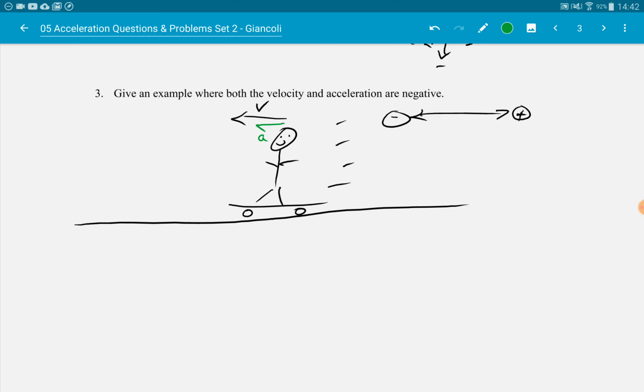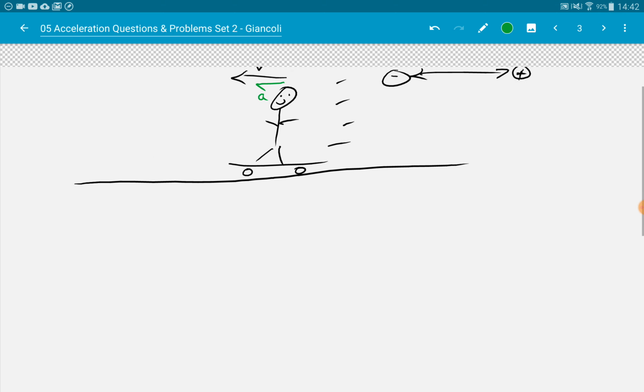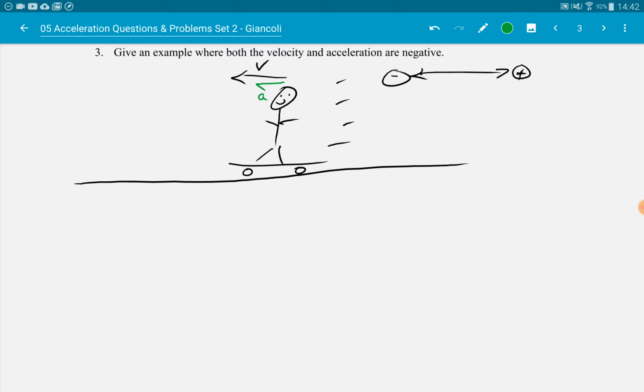Maybe he's like kicking off to the side there, and I'm not going to try to draw that because that would end up very terrible. And so what would happen here? Well, again, the acceleration is telling you which way the velocity is changing. And if it's changing in the exact same way, this acceleration means that the velocity must be getting more negative in this case because it's pointing in the negative direction.